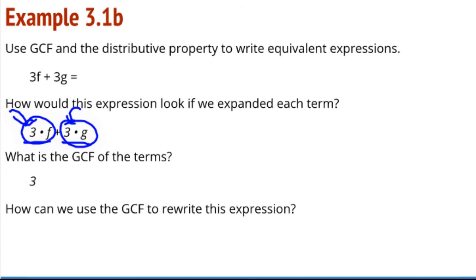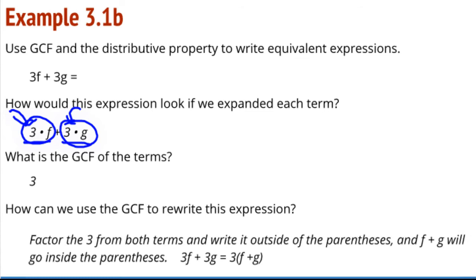So then, when it comes time to actually use the greatest common factor to rewrite this expression, we're going to factor the 3 out. We're going to take it out from both of the terms. And we're going to write it outside the parentheses. And f plus g is going to stay inside the parentheses. So this 3f plus 3g is equal to 3 times f plus g.